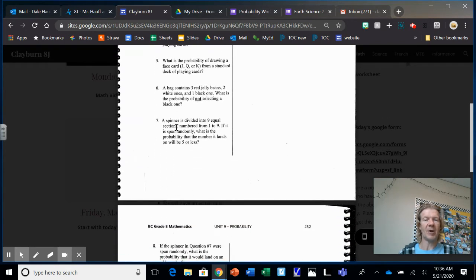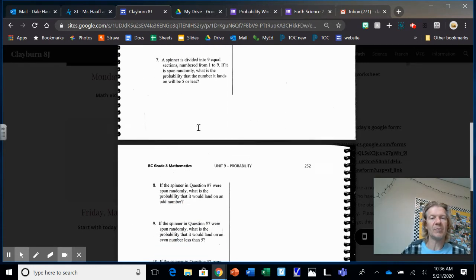There's a spinner question at the bottom. It's divided into 9 equal sections. So it's like a pizza with 9 equal slices, right? Or a pie with 9 equal slices. It's numbered 1 to 9. If it's spun randomly, what is the probability that it will land on a 5 or less? Well, if it was just a 5, there's one 5 out of 9, so 1 out of 9, so 11%. But it says 5 or less. So 5, 4, 3, 2, 1. So there are 5 chances out of 9, or 55.5 repeating percent.